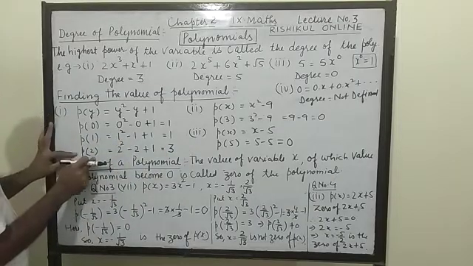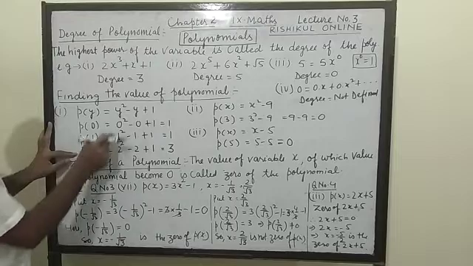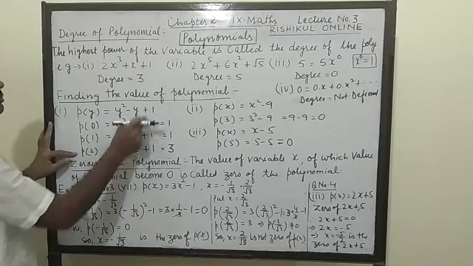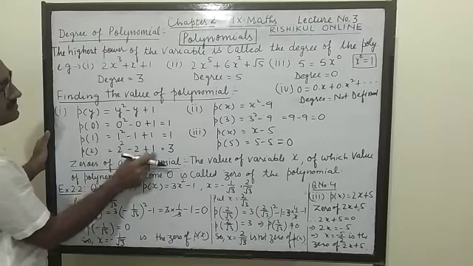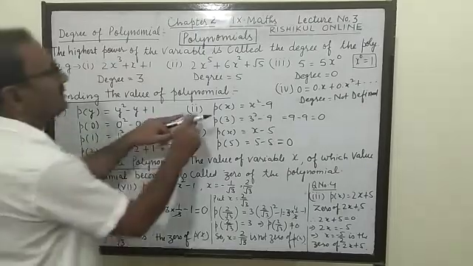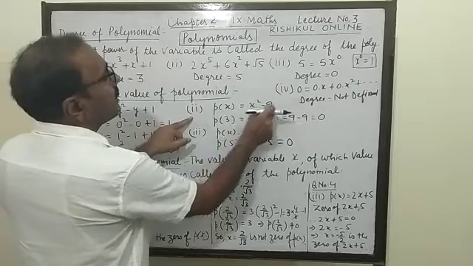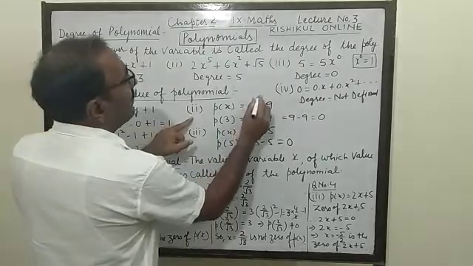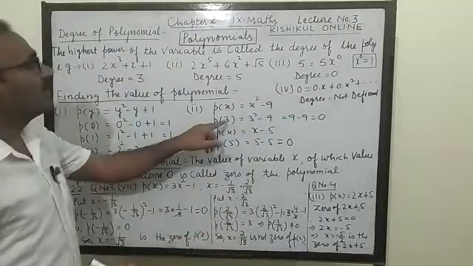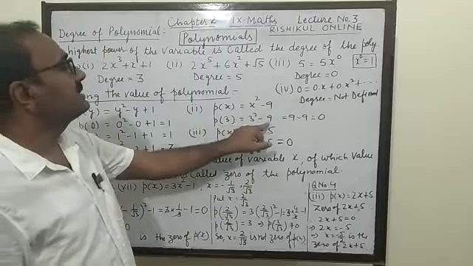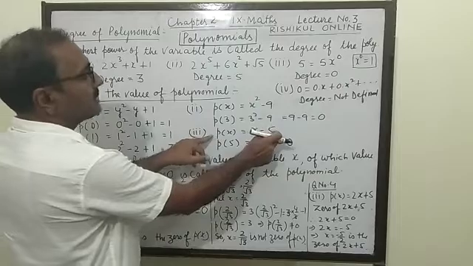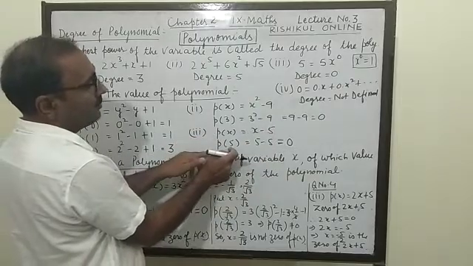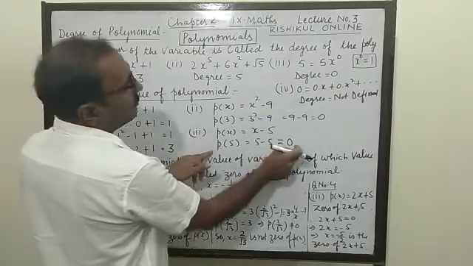P of 2: in place of y you will put 2. 2 square minus 2 plus 1: 2 square is 4, minus 2, plus 1, which is 3. And the second part, p of x is equal to x square minus 9. If you put 3 in place of x, you will get 3 square minus 9, 9 minus 9 equal to 0. Here p of x is equal to x minus 5. In place of x you will put 5, 5 minus 5 equal to 0.